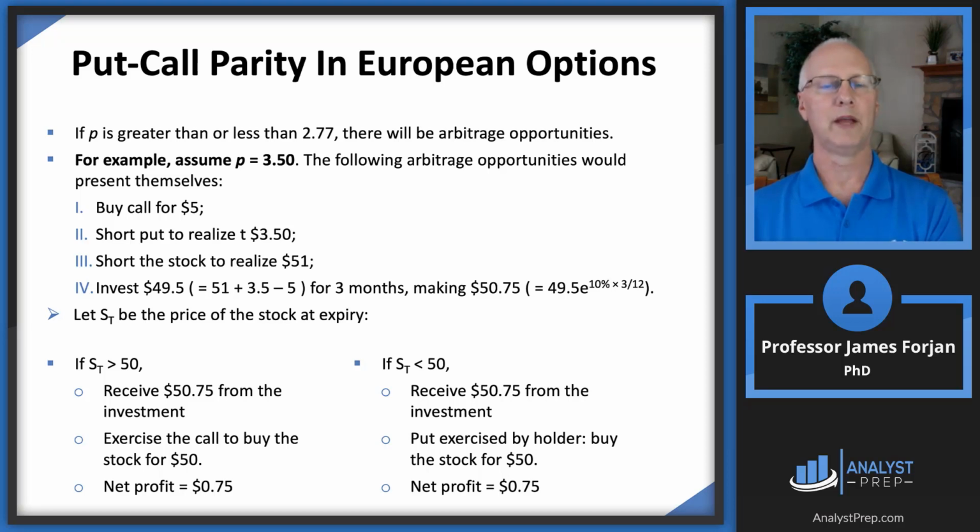And so you're going to make 75 cents no matter what happens. So if the stock price is greater than 50 or the stock price is less than 50 at expiration, then you have these payoffs there. And notice at the bottom, that bottom circle point, the net profit is 75 cents. So there's that arbitrage opportunity. What is it? You take no risk and you have no investment and you expect a positive return. And there's your net profit. So that's 75 cents for every $49.50 that you can invest.